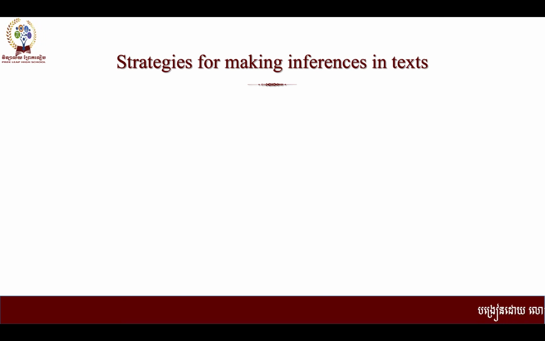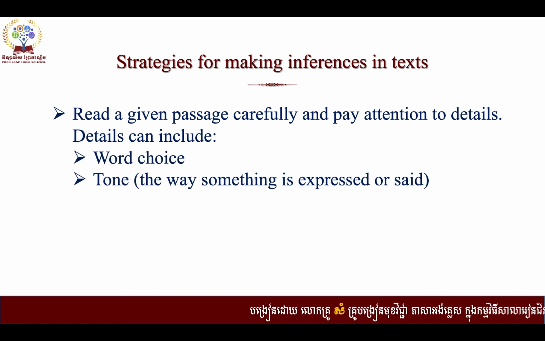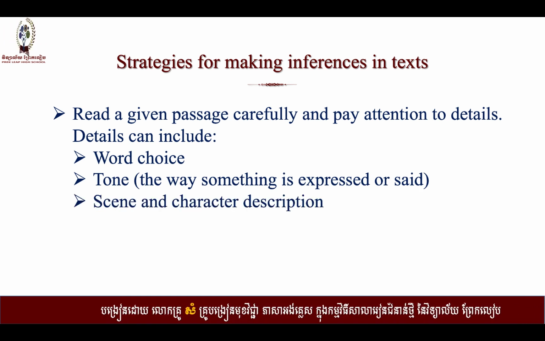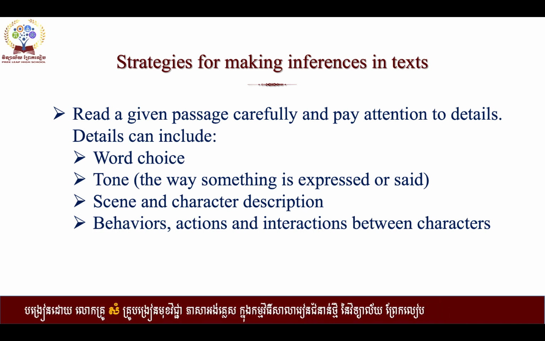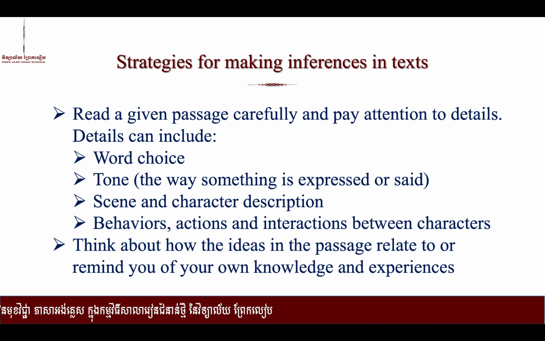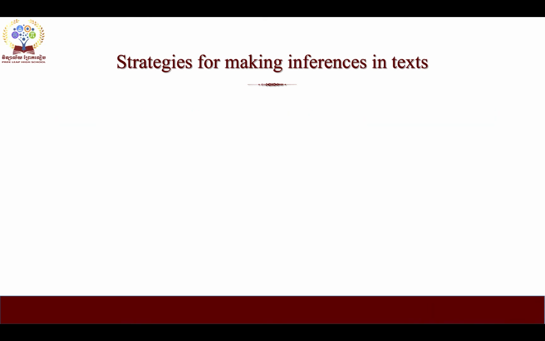And so some strategies for making inferences in text are to make sure you read the passage carefully and pay attention to details. And details can include word choice, tone or the way something is expressed or said, a scene and character description, behaviors, actions, and interactions between characters. And it's important to think about how the ideas in the passage relate to or remind you of your own knowledge and experiences, right? So we use our own knowledge. We know that when people yell surprise, that's probably a surprise party. So we know that from our own knowledge and experiences, and we connect that to whatever we're reading or watching to make an inference about it, right?